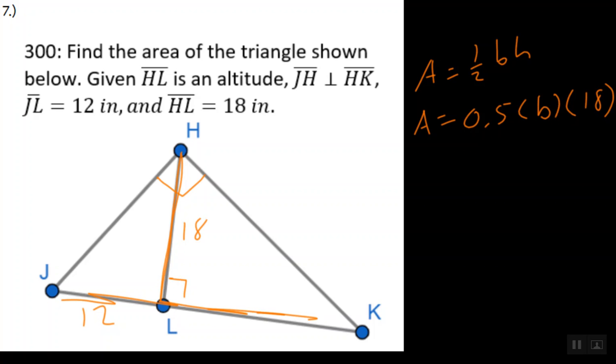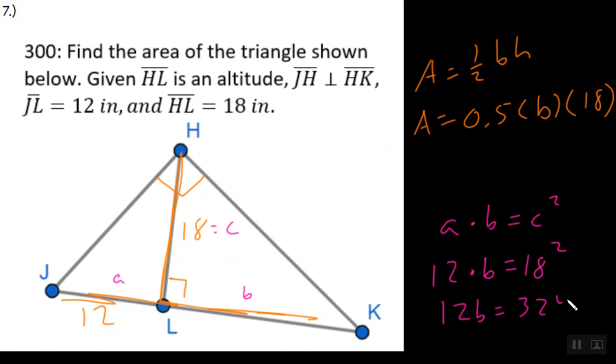Now from here, I will help y'all set this up. Remember, we could call this A, B, and C, and we could set up this formula. It's the geometric mean. A times B is equal to C squared, where our A term is going to be 12 times B is equal to our C term, 18 squared. And the last thing I'll leave y'all with is 12 times B, 12B, is equal to 18 squared, which should be 324. Now from there, y'all have to solve for B, and once you solve for B, plug it in, and you'll get your final answer. Alright, let's move on to the next problem.